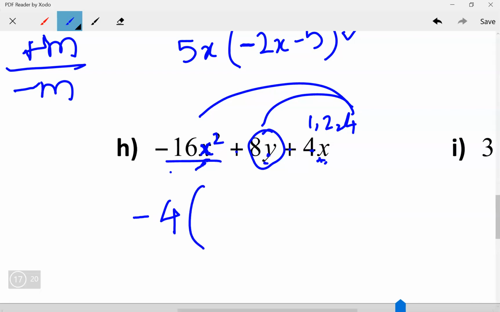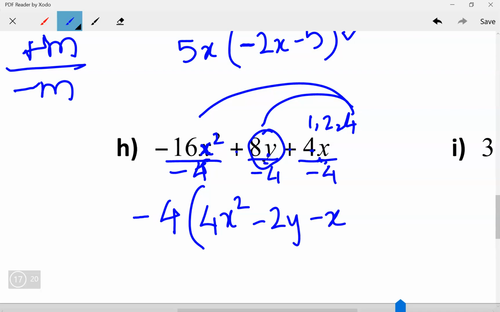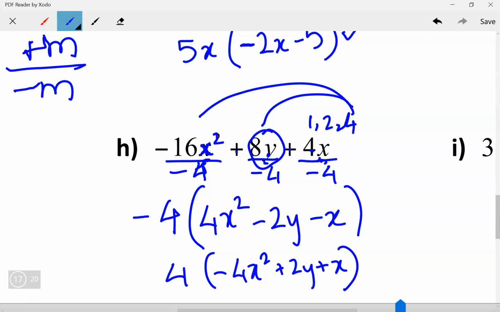So let's do division. Divided by -4 is 4x squared. Divided by -4 is minus 2y. Divided by -4 is minus 1x. If you didn't factor the negative out, you would get something that looks like this.